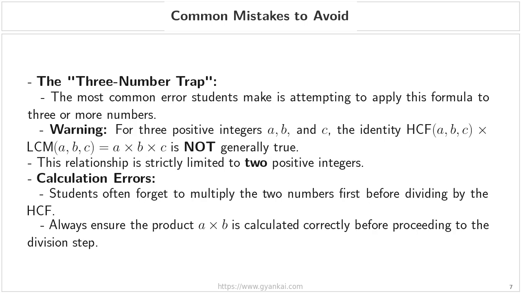Second, we need to watch out for simple calculation errors. When you are solving these problems, especially the more complex ones like the gear example we just saw, students often forget to find the product of the 2 numbers first before attempting to divide by the highest common factor. To avoid this, I recommend a disciplined approach. Always ensure you have calculated the product of A and B correctly before you proceed to the final division step. By staying mindful of these 2 points, you will be well prepared for our final summary.